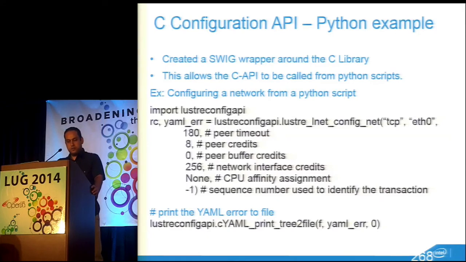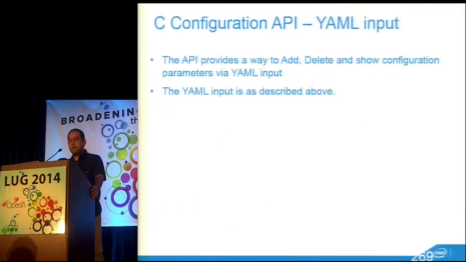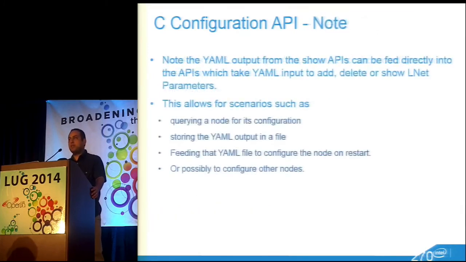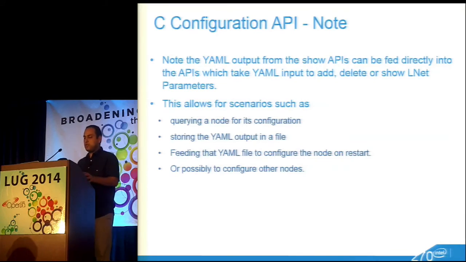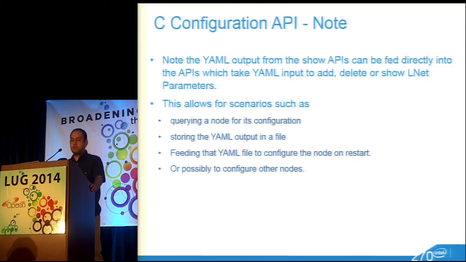The last thing I'd like to talk about is the fact that the output from the show API, or from when you export the API, is directly importable. So it allows for scenarios like, for example, you query a node for its configuration, you store that YAML file, and then you can feed that configuration in when you restart the node. Or if you have multiple nodes and you want to configure all the nodes exactly the same, you can just use that file to configure all nodes. So that, in a nutshell, is DLC.